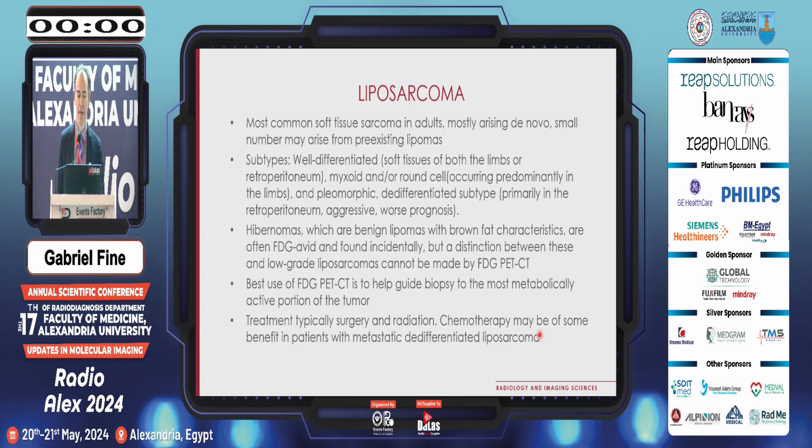Hibernomas, which are benign lipomas with brown fat, are often FDG avid, and those can be found incidentally. Distinction between hibernomas and low-grade liposarcomas we oftentimes can't make with FDG PET-CT, but it can help guide a biopsy to differentiate these two. Treatments are typically surgery and radiation. Chemotherapy may be of some benefit in patients with metastatic dedifferentiated liposarcoma.